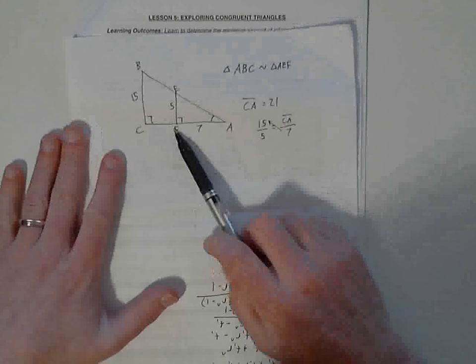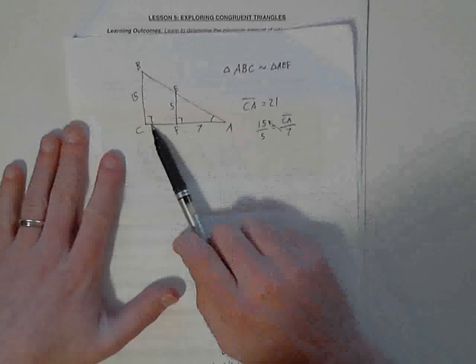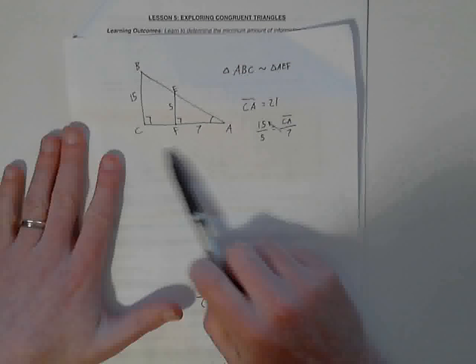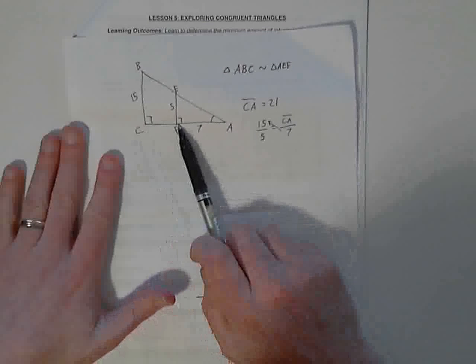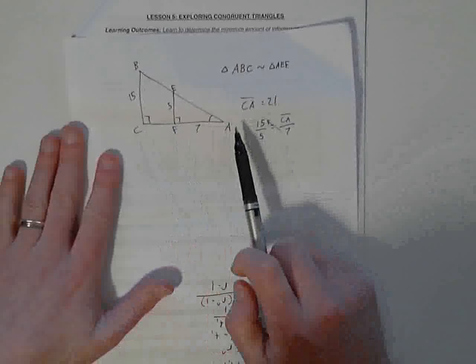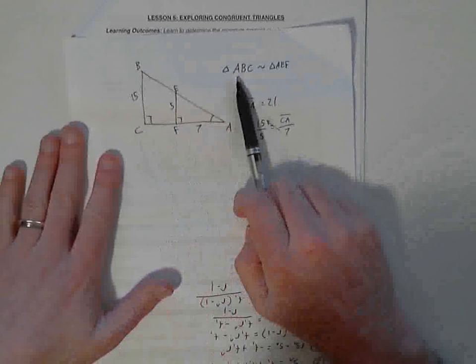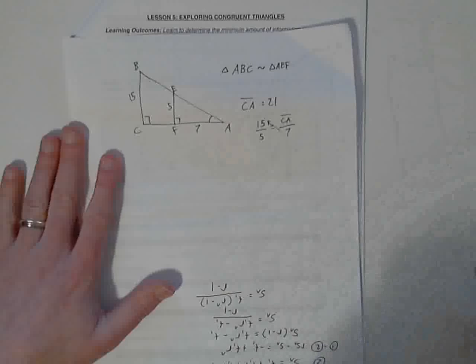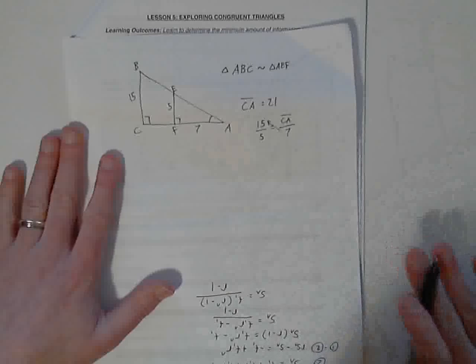So we have similar triangles. Similar triangles means two angles in each triangle are the exact same amount. Angle C is equal to angle F, and angle A is equal to angle A. Therefore, triangle ABC is similar to AEF. So now we're going to be looking at something pretty similar. It's just stricter, even stricter than that.